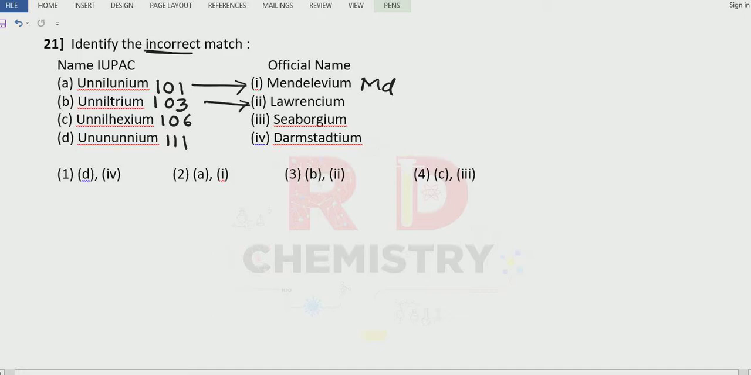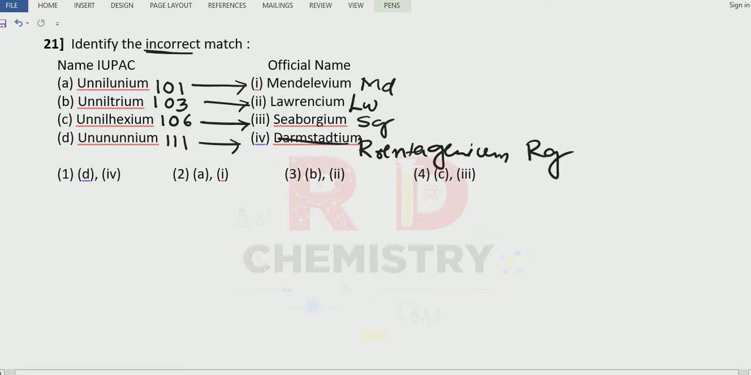103 is Lawrencium, that is also correct. 106 is Seaborgium, Sg, that is also correct. But 111 is not Darmstadtium, it is actually Roentgenium. It should be Roentgenium, that is Rg. So therefore, what is the incorrect statement? That is D and Roman number 4. D and Roman number 4 is there in option number 1. Right? Clear?